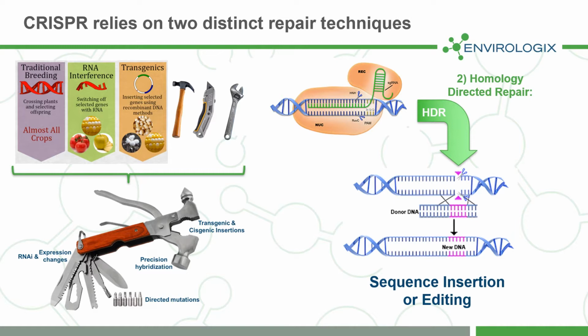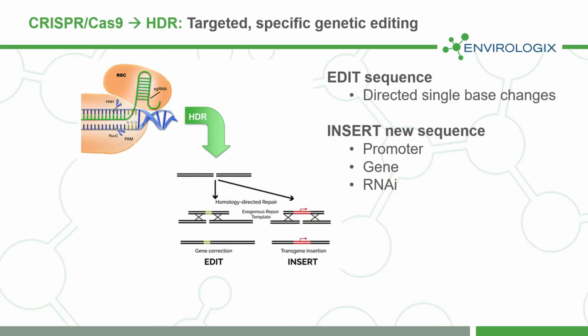So this could be used to replace some traditional breeding. It can be used for RNAi. It can be used for transgenics. Any combination of the above and more beyond. So edits could be multiple bases or down to a single base change, again, out of millions of bases in a genome. Or this can be used for insertion of new sequence, whether that's a promoter that influences gene expression, a whole new gene, or RNAi.